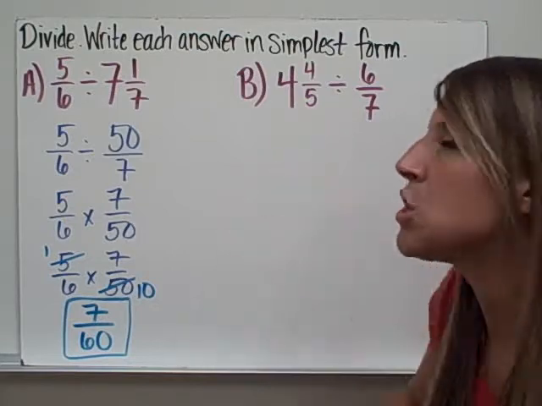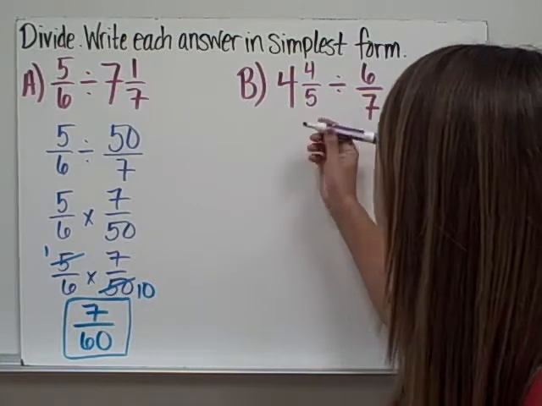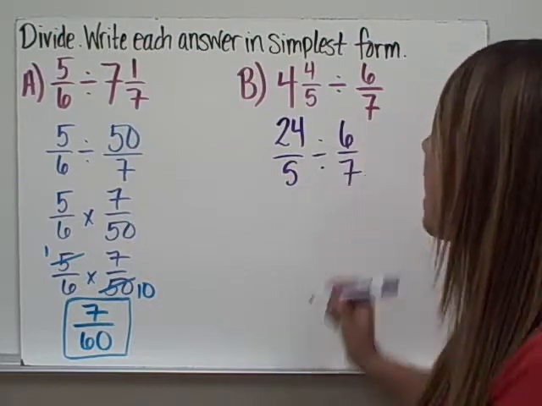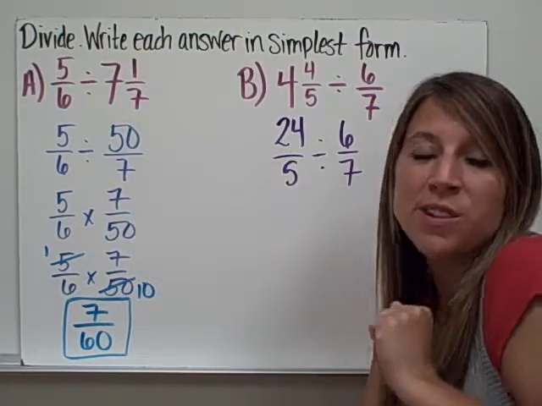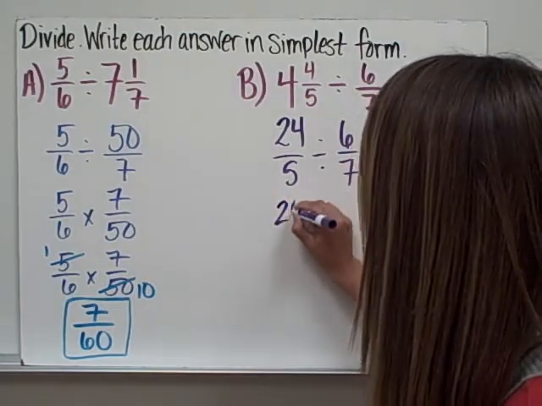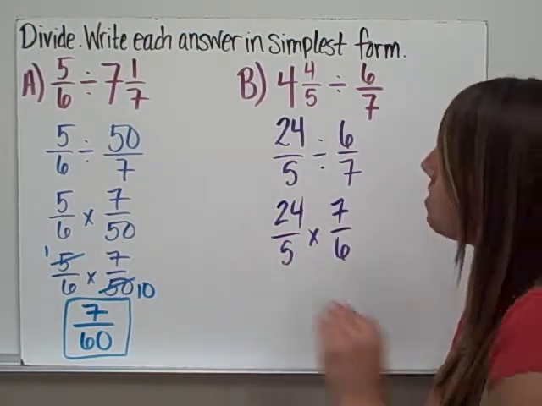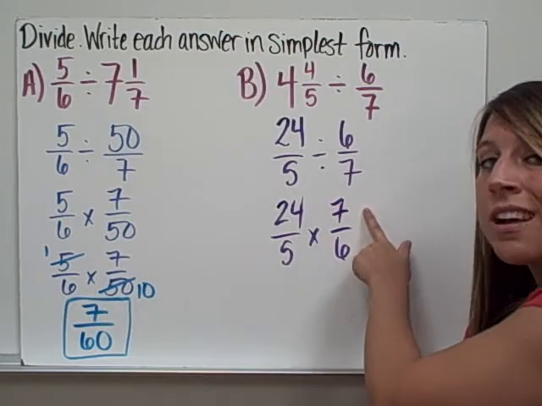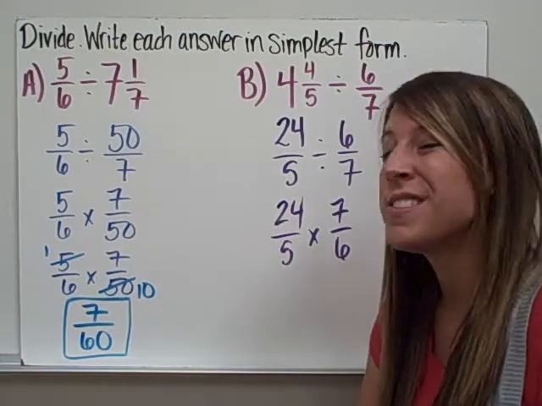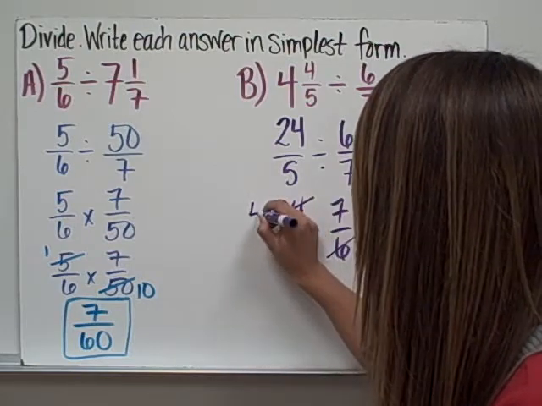So let's go over here to 4 4/5 divided by 6/7. I have that mixed number, so I must change it to an improper fraction first. 5 times 4 is 20, plus 4 is 24/5 divided by 6/7. I'm keeping the division. Now that I have just numerators and denominators, I can change division to multiplication and change this to its reciprocal. So 24/5 times 7/6. Is there anything I can cross cancel? Well, 5 and 7 do not share a common factor, but 6 and 24 do. 6 and 24 share a common factor of 6. So I can say 6 goes into itself once and into 24 4 times.